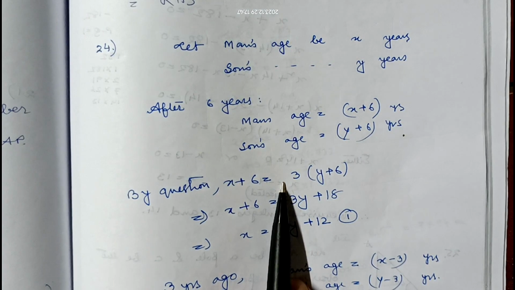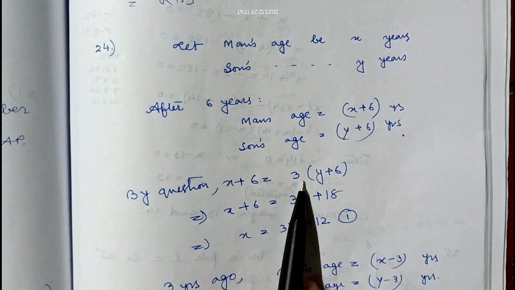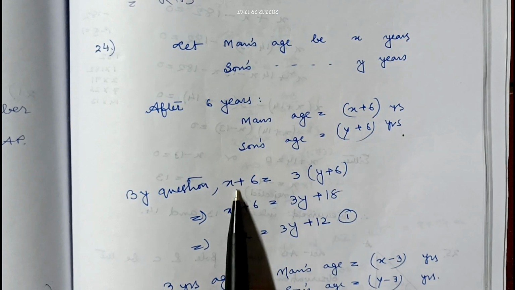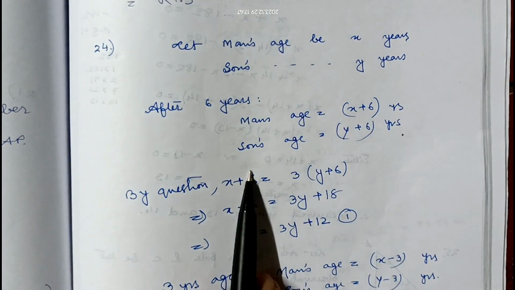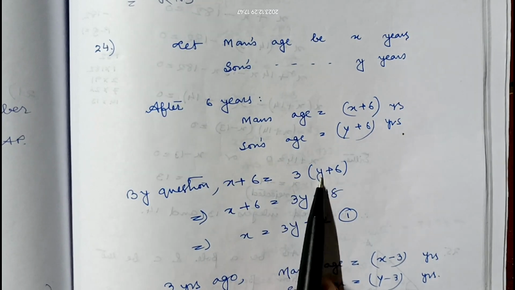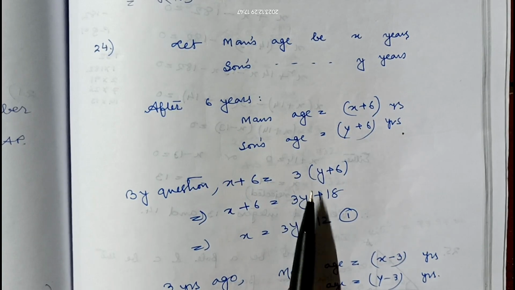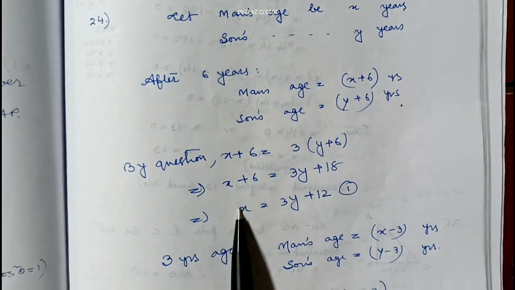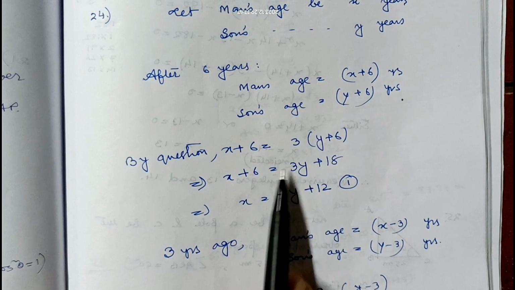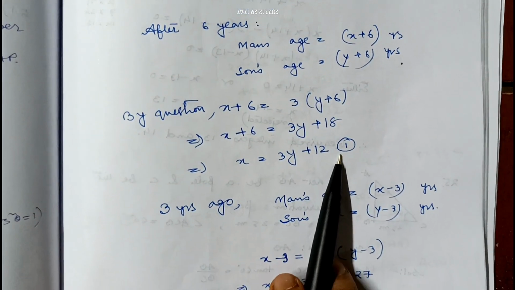Now in the first part of the question, it is given that 6 years hence a man's age will be 3 times the age of his son. So the man's age will be x plus 6, equal to 3 times the son's age, that is y plus 6. So x plus 6 is 3y plus 18. So x equals 3y plus 18 minus 6, which is 12. So x equals 3y plus 12 is equation number 1.